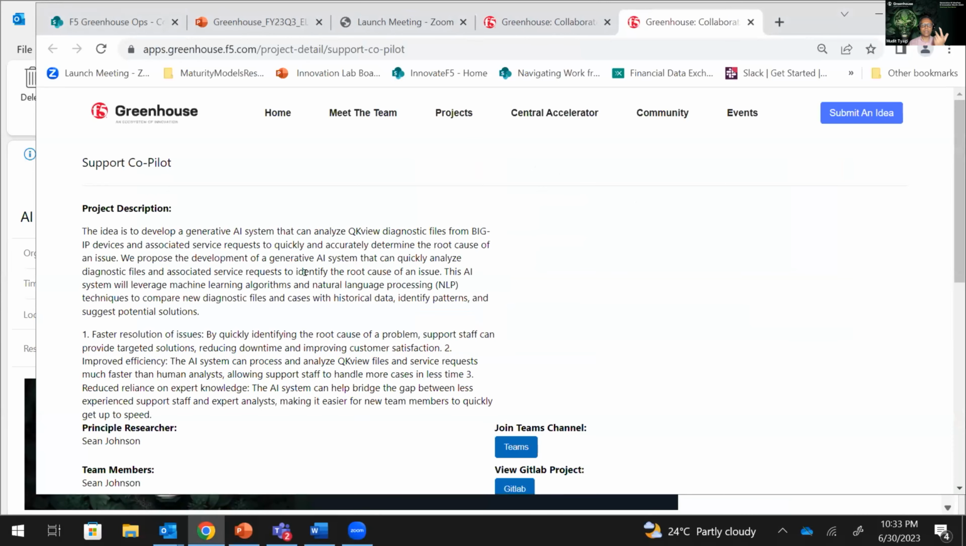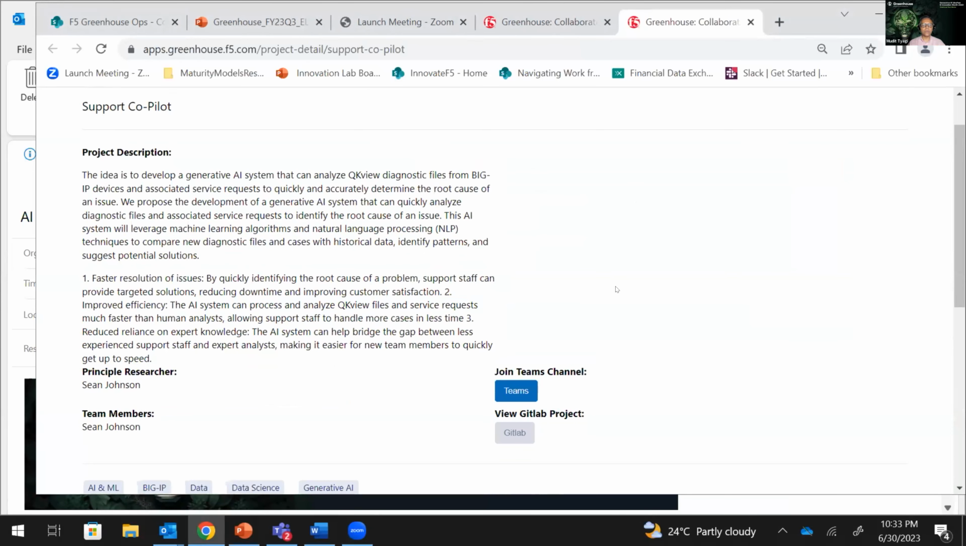And loading. I am coming in from India, so things are a little bit slow.